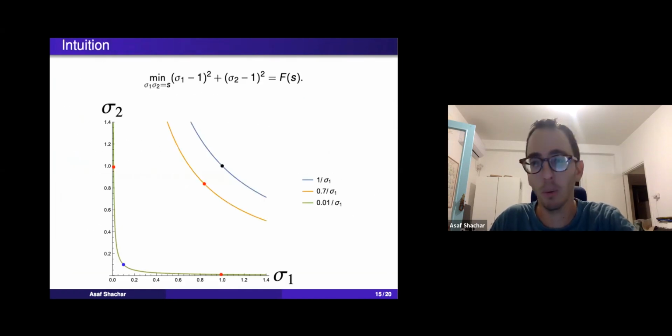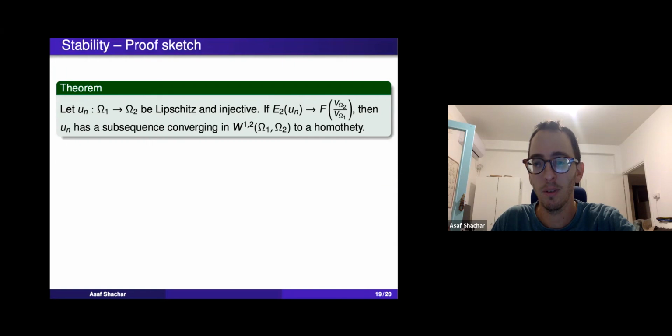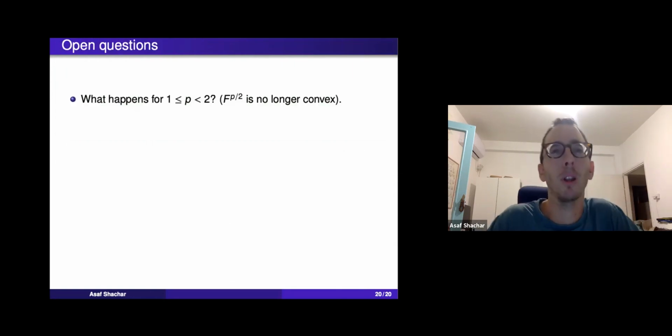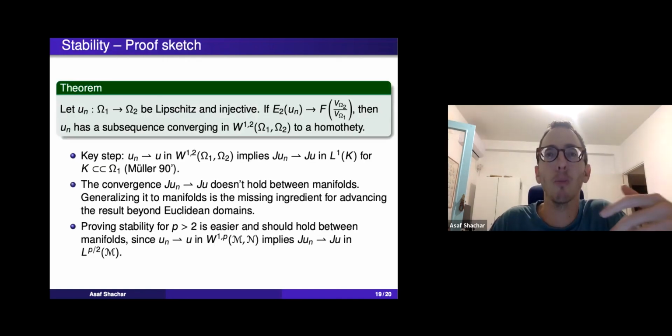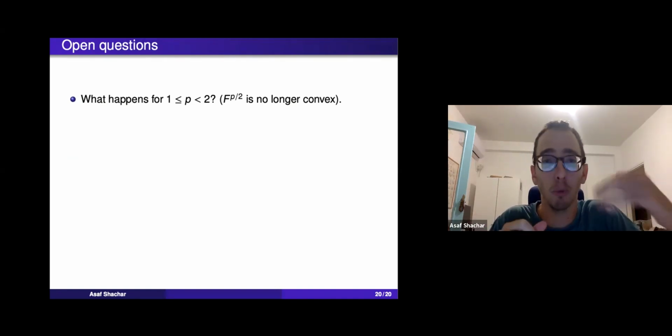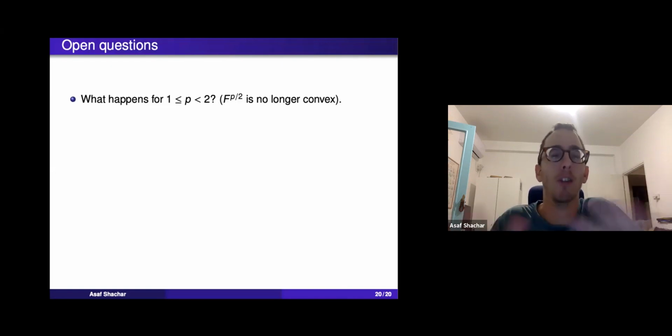I'll just mention some open questions. In this specific talk, I have assumed that the exponent p is greater than or equal to 2. An initial question is what happens when p is greater than or equal to 1 but slightly smaller than 2. The problem is that you can try to repeat the proof, but f raised to the power of 2 over 2 is no longer convex, so we actually need to use the convex envelope of f. But then some other things get a bit trickier.